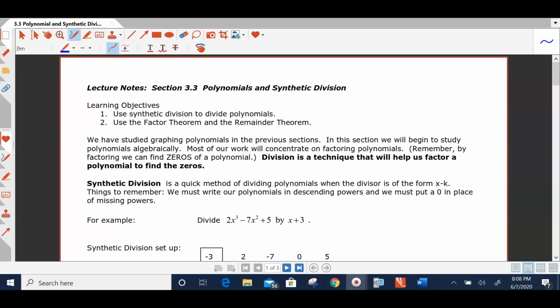Hello again. We are still working in Chapter 3. This set of videos will go with Section 3.3, and what we'll do is develop a technique that's going to help us find zeros of polynomial functions. And that technique is synthetic division. It's a really neat way of dividing a polynomial that's going to help us determine if we have a zero of a polynomial function. And that technique will lead us to the factor theorem and the remainder theorem.